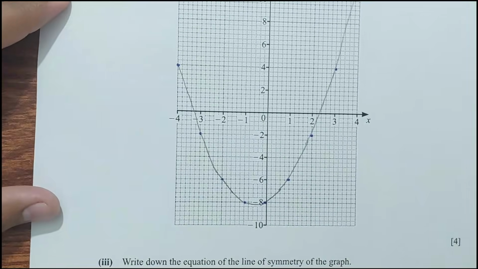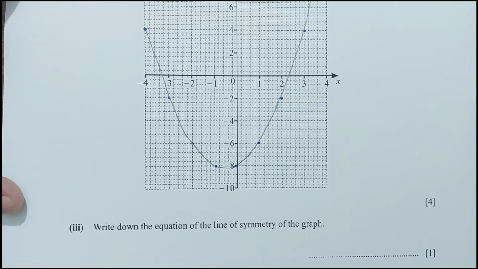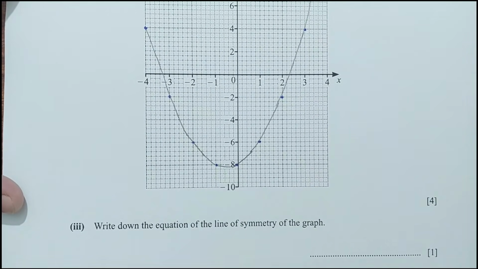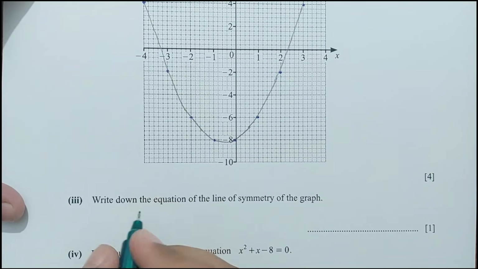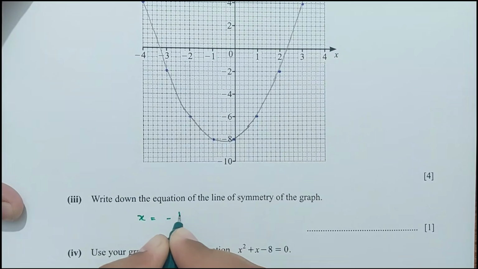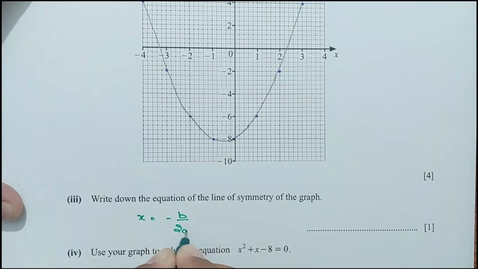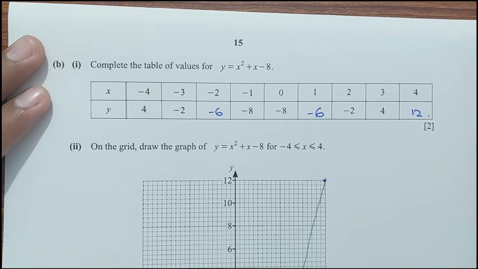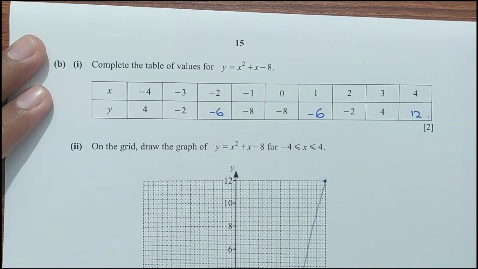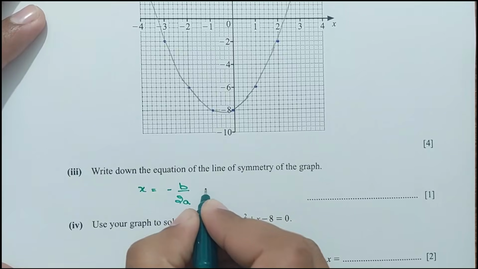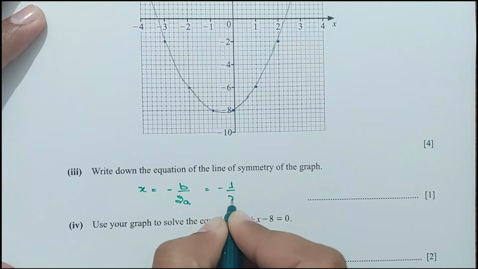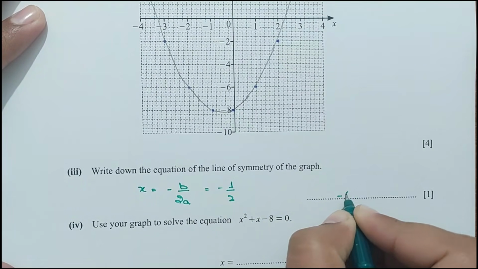Right. Now for the third part, write down the equation of line of symmetry of the graph. So the equation of line of symmetry is x equals minus b divided by 2a. The a is 1, b is 1 and c is minus 8, right? So minus 1 by 2, which is negative 0.5.